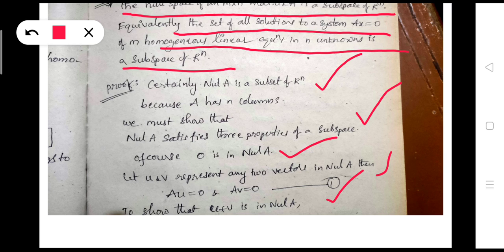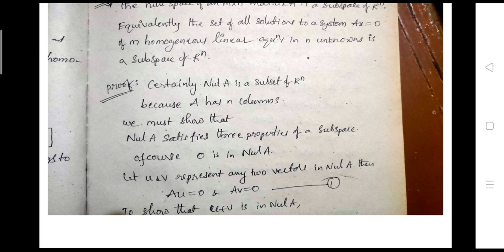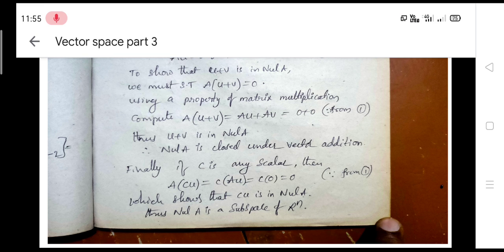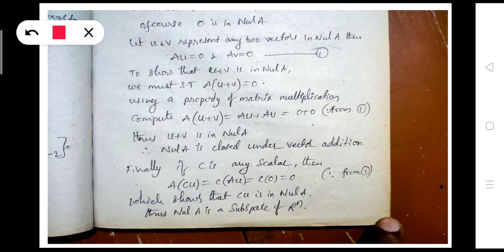Second, we have to show that the addition of u plus v is in null A. So we must show that A into u plus v is equal to 0. Using the property of matrix multiplication, compute A into u plus v.